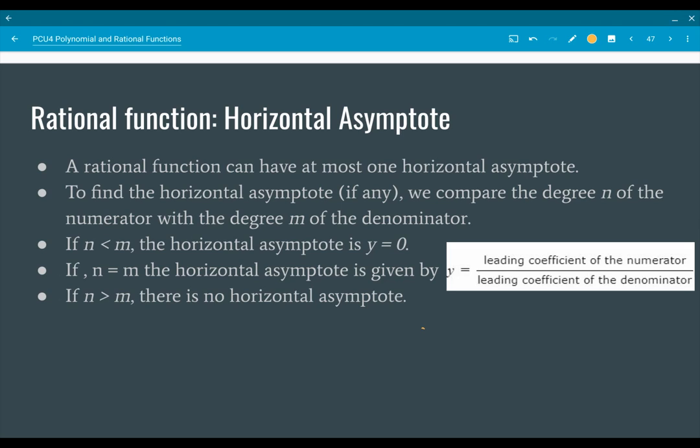Okay. For the asymptote, we look at the degree of the numerator and the degree of the denominator. So for example, if I have x over x squared, the degree of my numerator is 1, and the degree of my denominator is 2. This is n, this is m. If n is less than m, your horizontal asymptote is going to be y equal to 0, which is your x-axis.